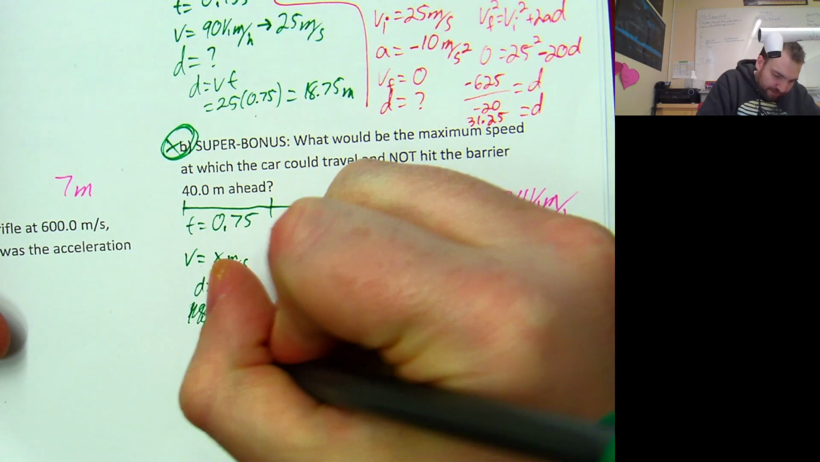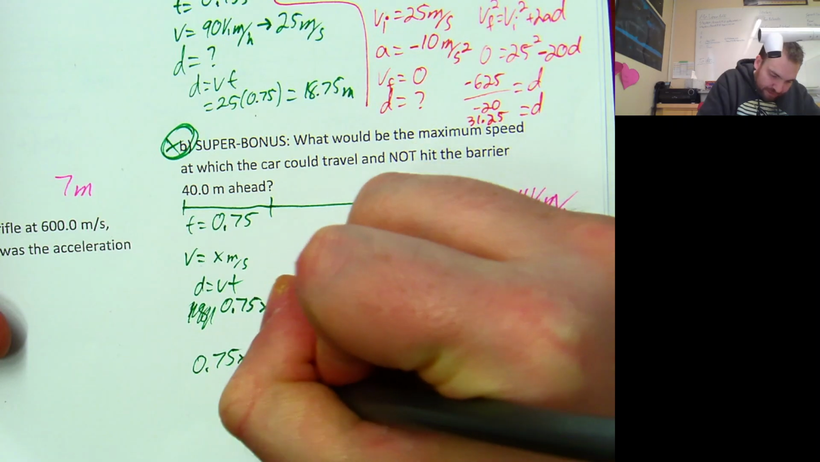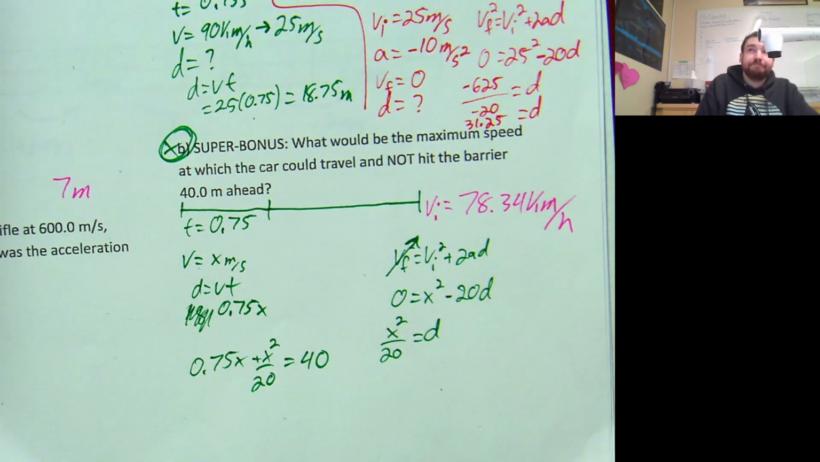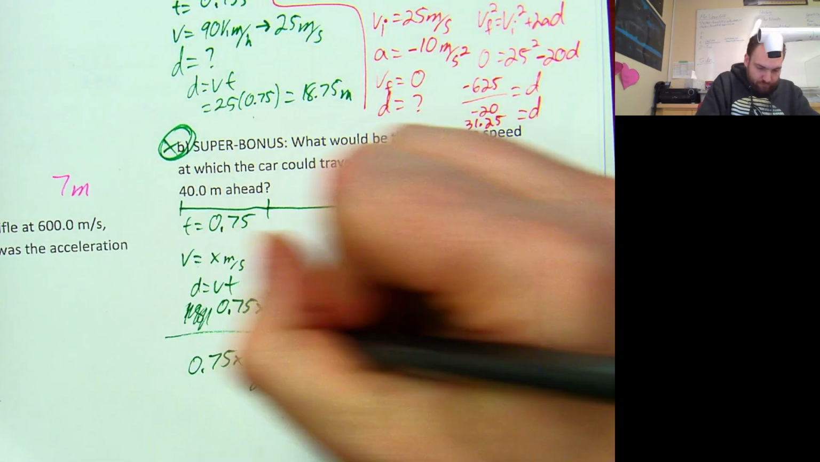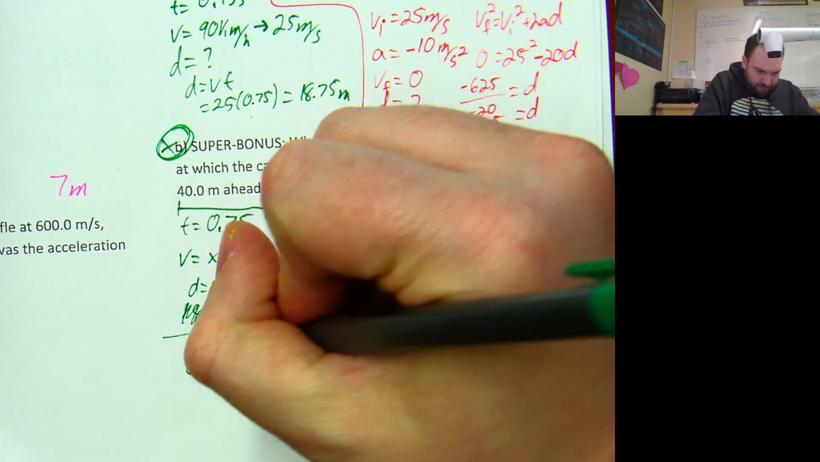So I'm going to get 0.75x plus x squared over 20 equals 40. That looks an awful lot like what kind of equation? A quadratic, which some of you know how to solve and some of you do not, depending on your mathematical background. So I'm just going to multiply everything through here by 20.